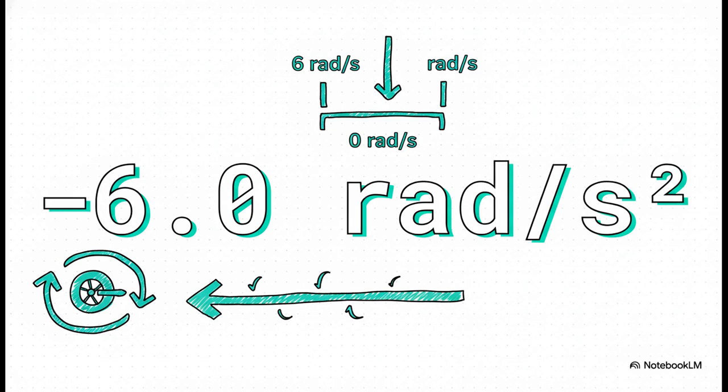So the math here is pretty simple. The change in velocity is always final minus initial. So that's 0 minus 6, which gives us negative 6 rads per second. Divide that by our time interval of 1 second, and we get our answer, an average angular acceleration of negative 6.0 radians per second squared.